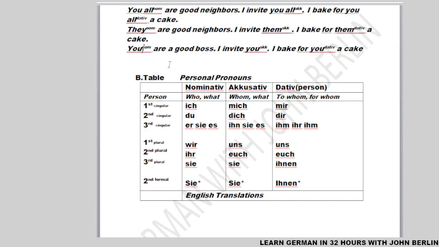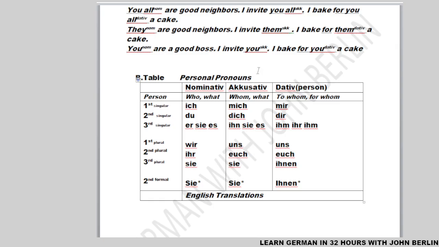So who is a good boss? You. We would not say du, we would rather say Sie. Please note the S is capital. All the first letters in formal second person are capital. So you are a good boss. So who is a good boss? You, in German, Sie. Basically. Dativ.